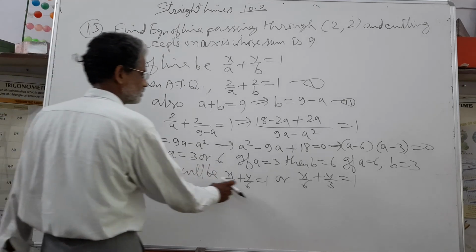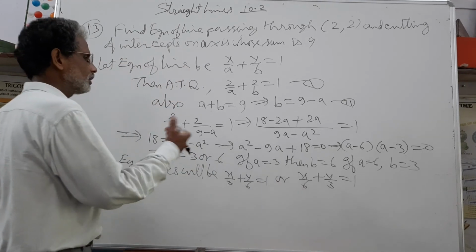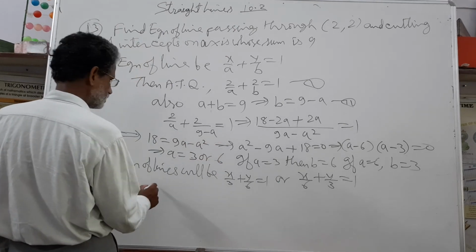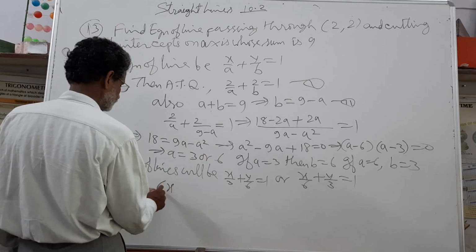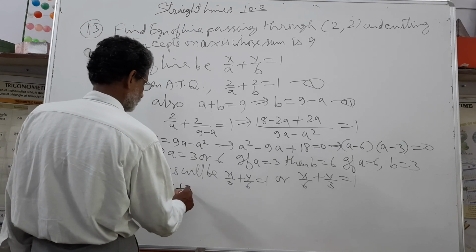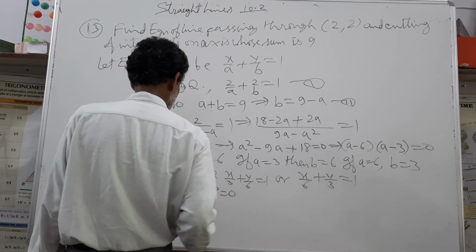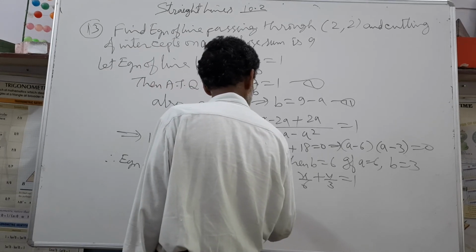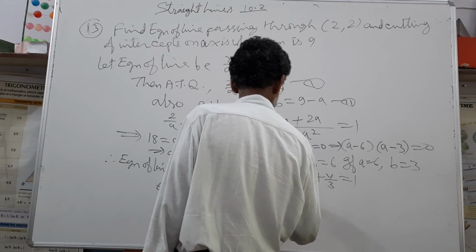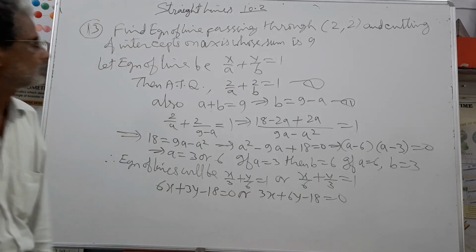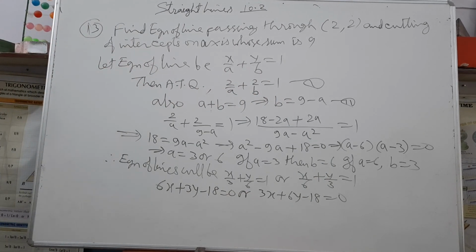You can leave your answer here. Or if you want to expand more, write in general form, then your equations will be 6x plus 3y minus 18 equal to 0, or 3x plus 6y minus 18 equal to 0. There are two equations possible.